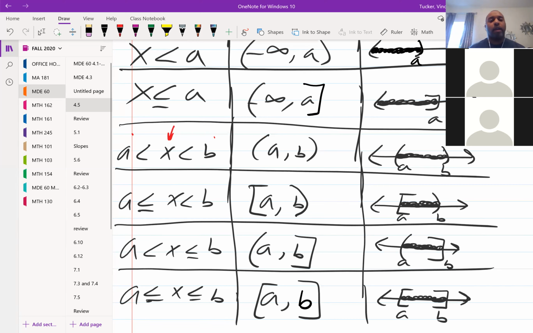All right. And then from there, the other 3 are just different variations of it. If you have the or equal to sign attached to A, you have a bracket over the A. If it's attached to B, you have the bracket over B. And if it's under both of them, then you have a bracket over both. And once again, that reflects in your graphs as well as your interval notation.